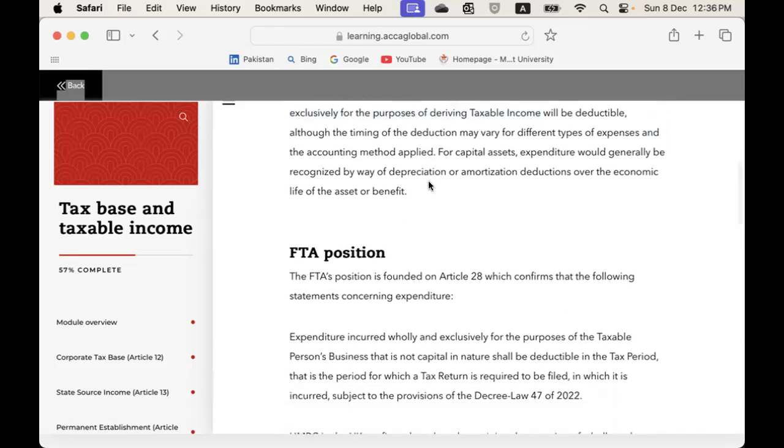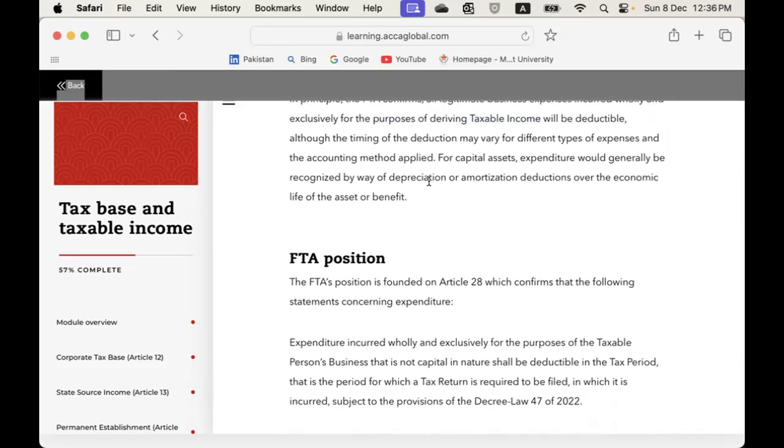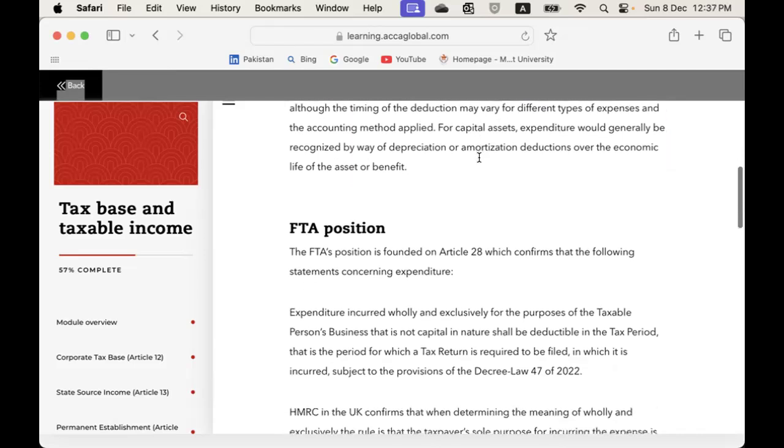But again, similar rules will apply. They can be mixed expenditure, right? For the purpose of business and other purposes as well. So in that case, pro rata expense will be allowed. Although the timing of the deduction may vary for different types of expenses and accounting method applied. So treatment may differ. For capital assets, expenditure would generally be recognized by way of depreciation or amortization.